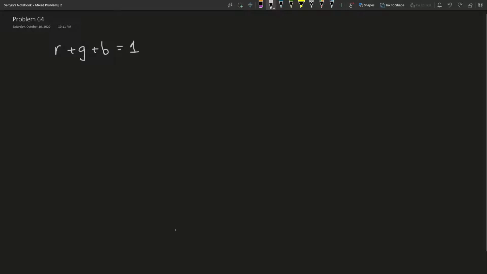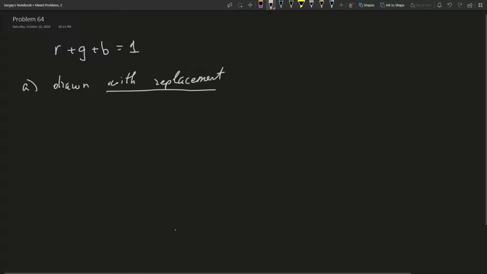So we're told in part A that the balls are drawn randomly with replacement. And we want to find the probability that the first time a green ball is drawn is before the first time a blue ball is drawn.